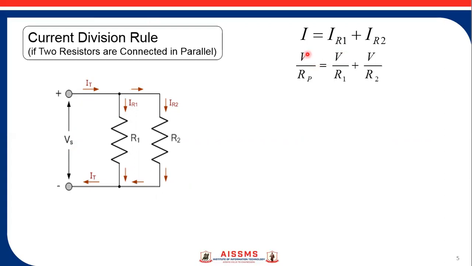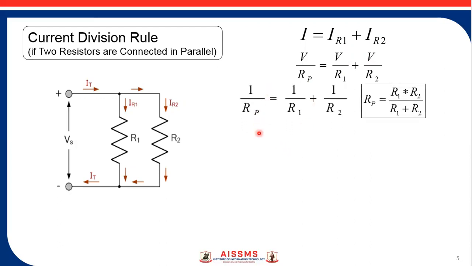According to Ohm's law, I is equal to supply voltage V divided by total resistance, that is Rp. IR1 is nothing but V upon R1 and IR2 equal to V upon R2. Take V common from the right side and it cancels on both sides. So finally we get 1 upon Rp equal to 1 upon R1 plus 1 upon R2. In short, solving this equation, Rp equal to R1 into R2 divided by R1 plus R2.